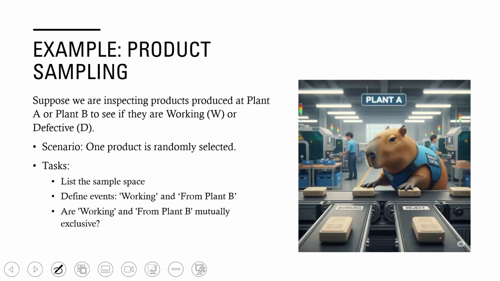Let's apply what we've learned. Imagine a capybara technician inspects a product randomly selected from a shipment. The product is either working, capital W, or defective, capital D. And it either came from plant A or plant B. All right, first out, let's list out the sample space. So our sample space, S, would be working from A, working from B, defective from A, and defective from B. Those are all our possible outcomes.